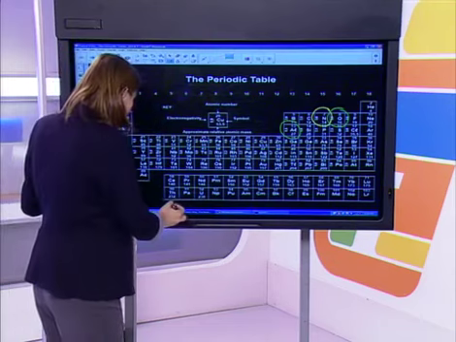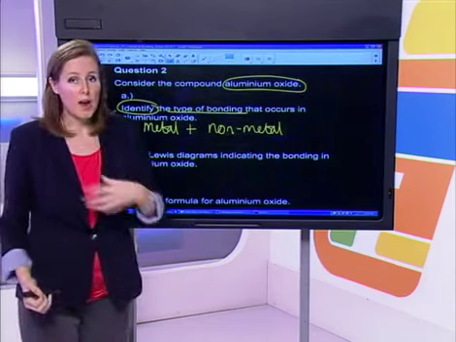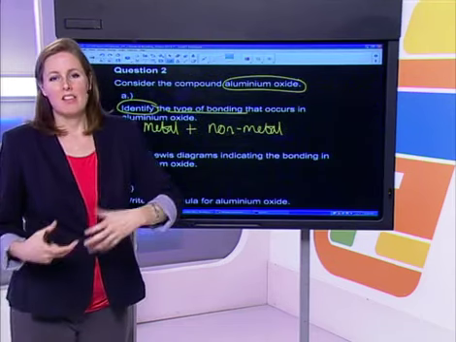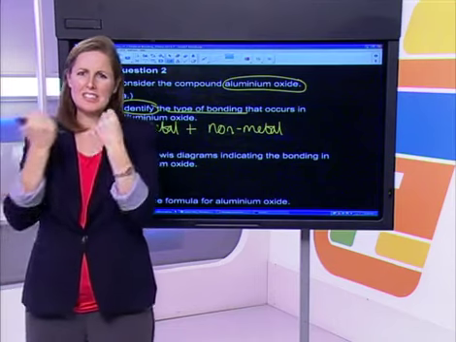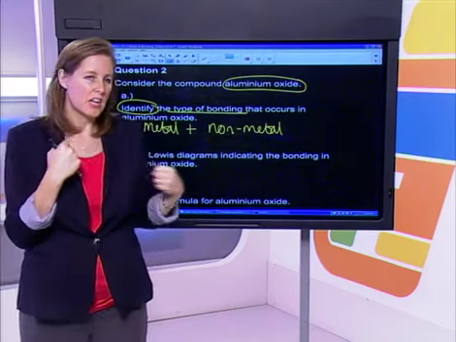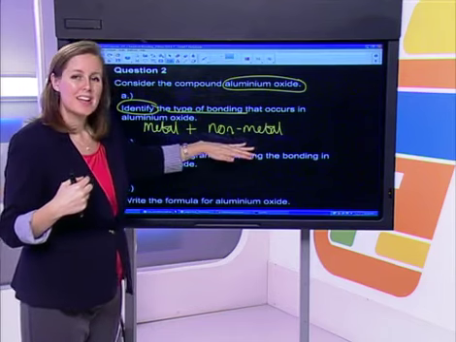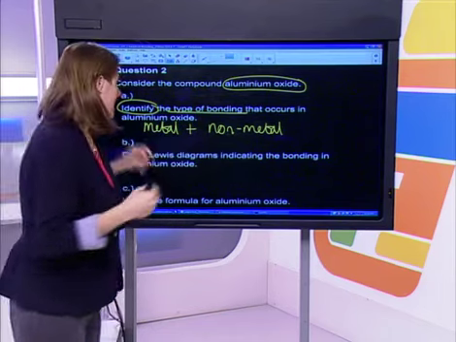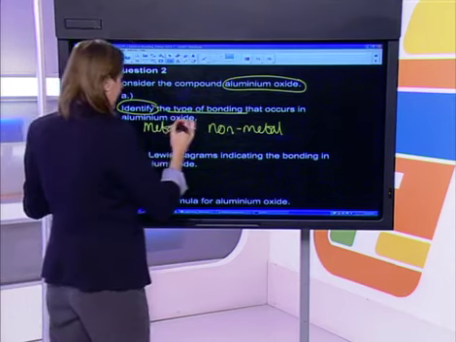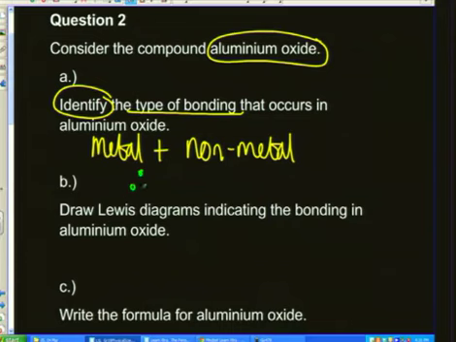The metal is going to be willing to give away its electrons. The non-metal is going to want to take up those electrons. And so this is going to form a positive ion, that's going to form a negative ion, and so we've got definite ionic bonding there. So the type of bonding, it's going to be ionic bonding.